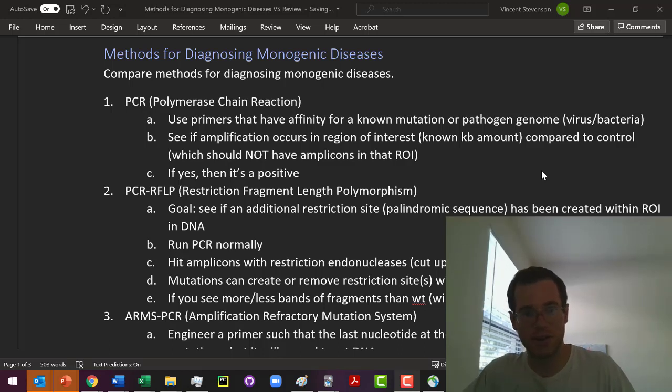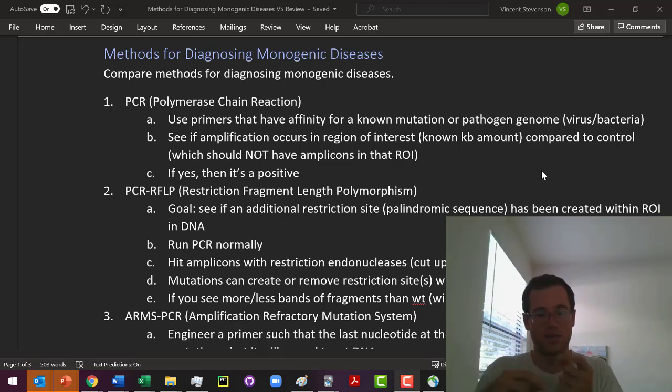All right, so we're going to be looking at the different methods for diagnosing monogenic diseases. So these are things like single nucleotide variants, or SNVs, where you had some kind of substitution at a place, or an insertion or deletion at a place, and it affects a gene in your DNA, and this leads to a defective protein that leads to some kind of disease. And so there's many different ways of doing this. The first is known as polymerase chain reaction, or PCR.